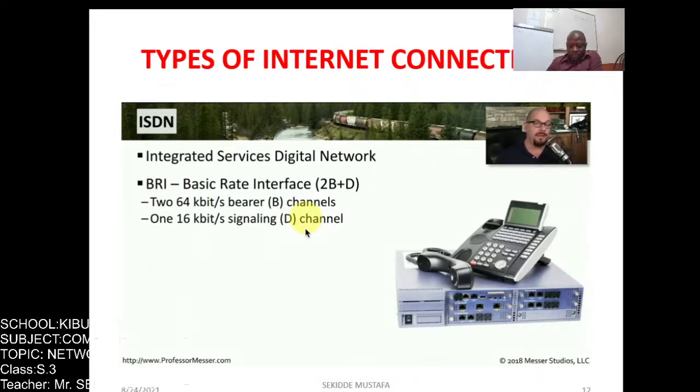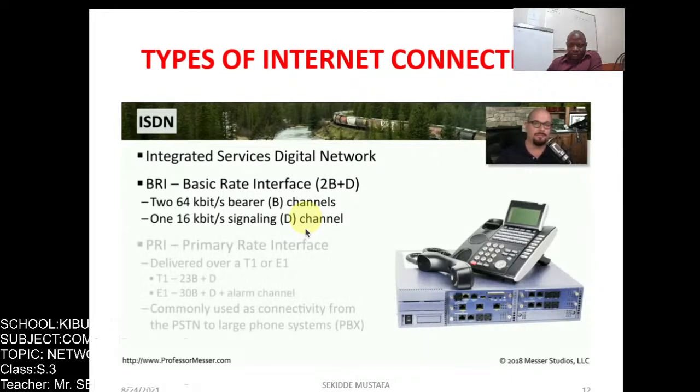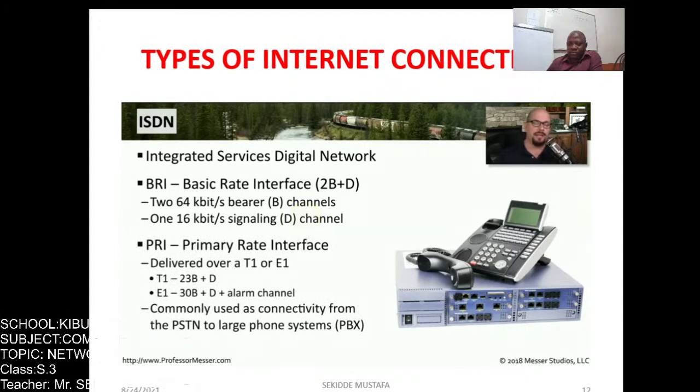So it sets up the connection, it tears down the connection, and sends any management information while the call is going on. A larger scale ISDN is the primary rate interface ISDN, or a PRI. This is usually delivered over a T1 or E1 connection, depending on what country you're in. A T1 connection supports 23 bearer channels and a signaling channel, and E1 supports 30 bearer channels, a signaling channel, and a separate alarm channel.